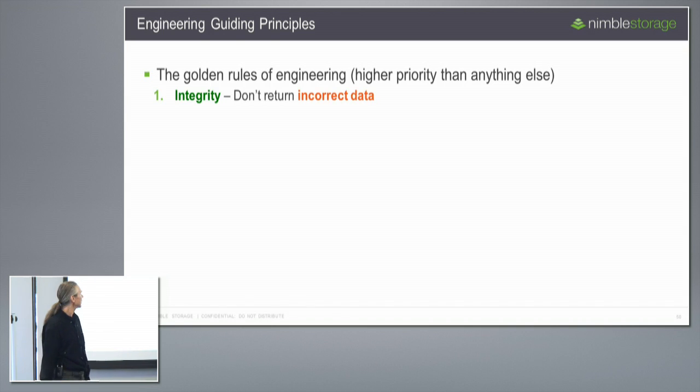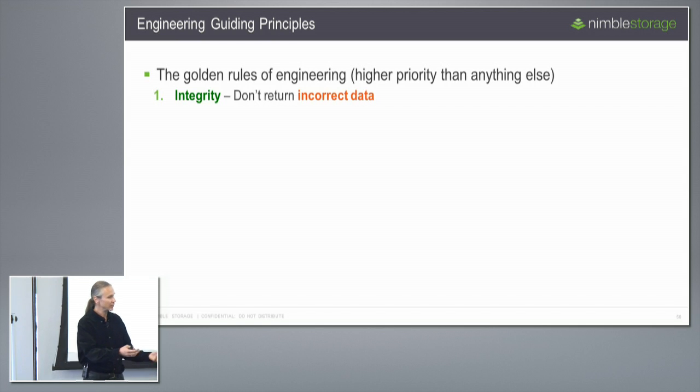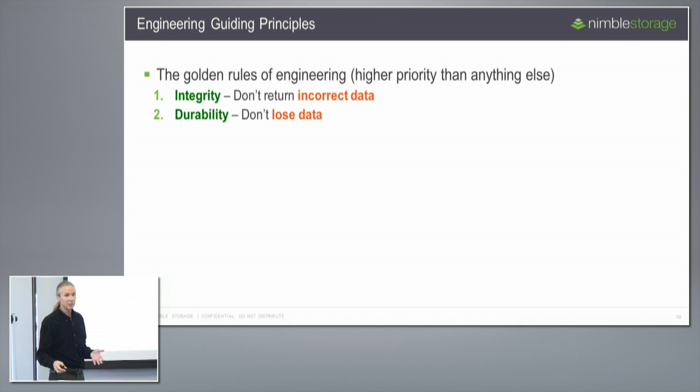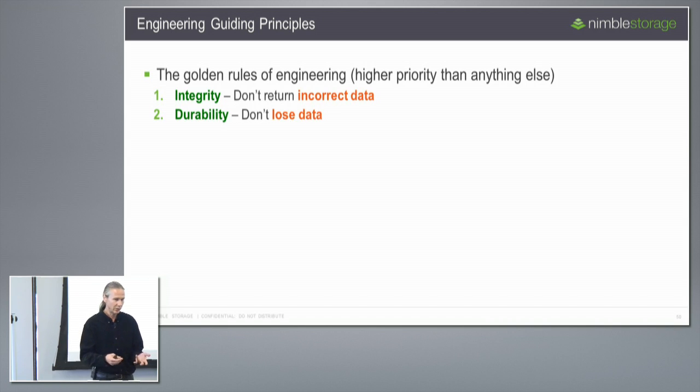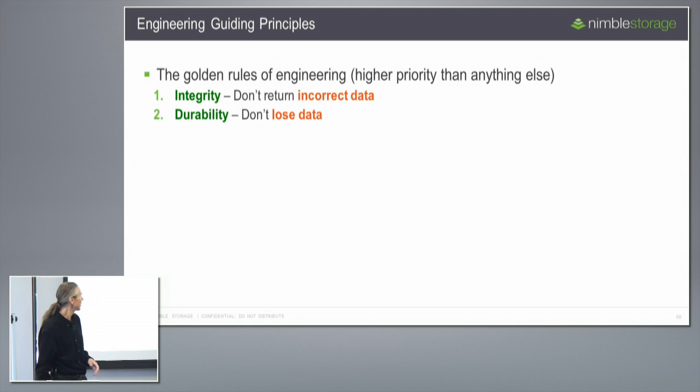The first one is integrity. That is, don't return incorrect data. That is, when some data was written to the system, what is later read, when it's requested, has to be exactly what was written. The second one is durability. So that's don't lose data. That is, if some data was saved to a system, later we turn around and try to request that data, it better be there. The system cannot say, sorry, I don't have the data. So that's kind of an obvious thing.